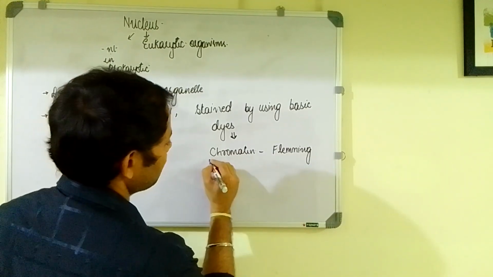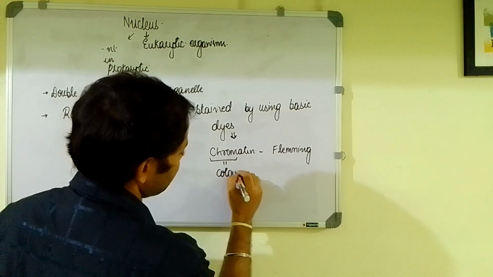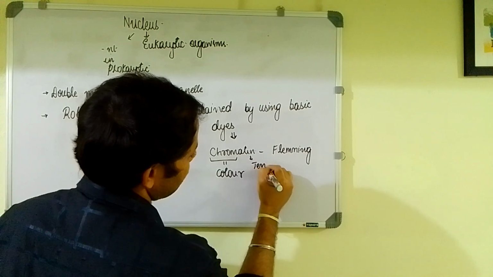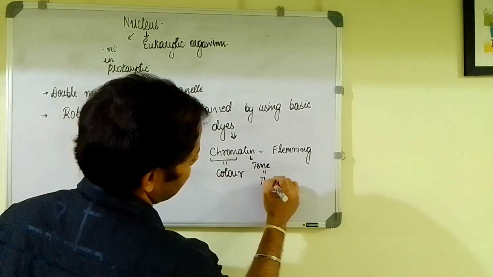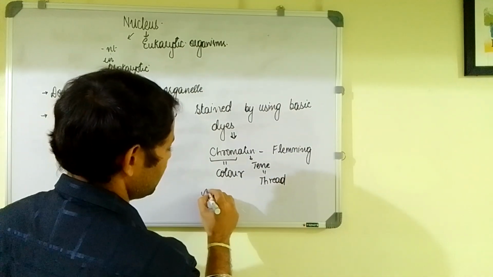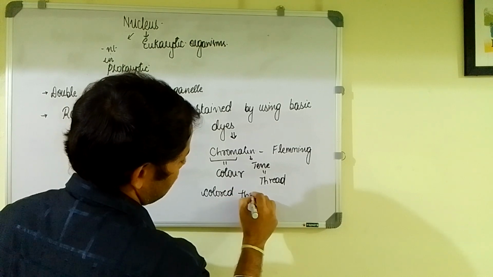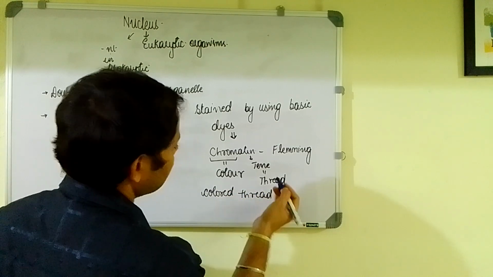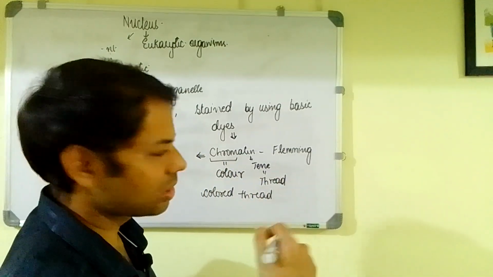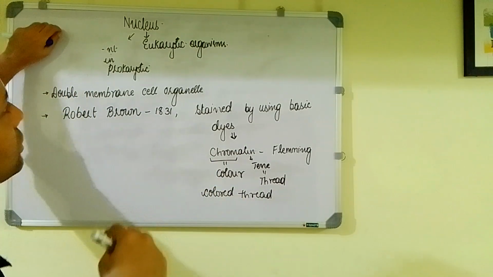Now, what is the meaning of this word chromatin? If you look at chromatin, chroma is actually color. Tin is actually thread. So chromatin is talking about a colored thread, which is actually DNA, the genetic material. We'll be talking about it in a little while from now. So these are the first few sentences of the NCERT.